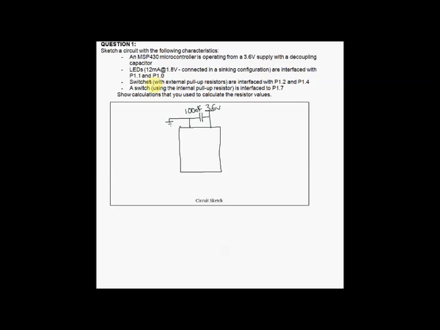We then have LEDs connected to P1.1 and P1.0. We connect up LEDs using the standard configuration: we have our supply, we have a current limiting resistor, and then we have our LED. So we'll have our other one over here. So two LEDs, P1.0 and P1.1.